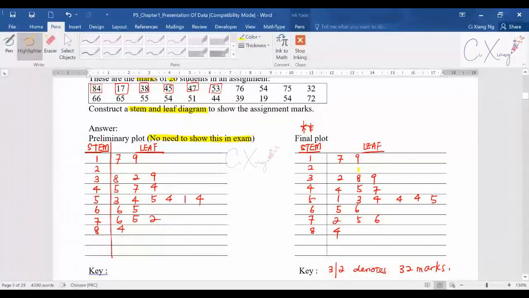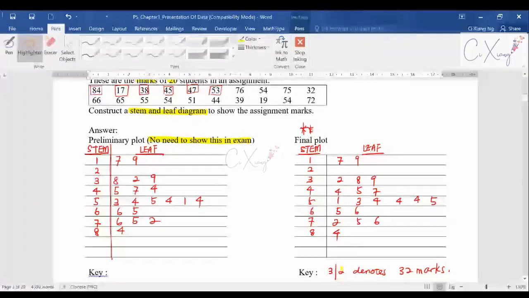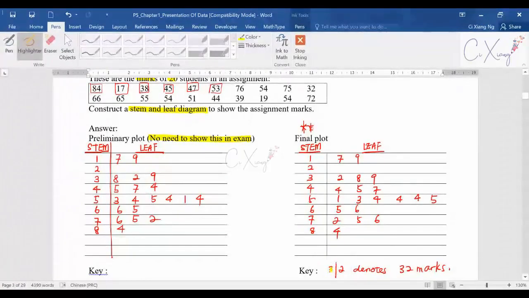It is quite simple, but just make sure that you don't make any careless mistake, and also make sure that the unit for the 32 marks is included in your key. Alright, so you can use any number like 3 stroke 2, 6 stroke 5 or whatsoever. You can even put 2 stroke 1, even if the number is not inside your graph. Okay, it is not wrong. Alright, so this is what you have for the basic type of stem plot.